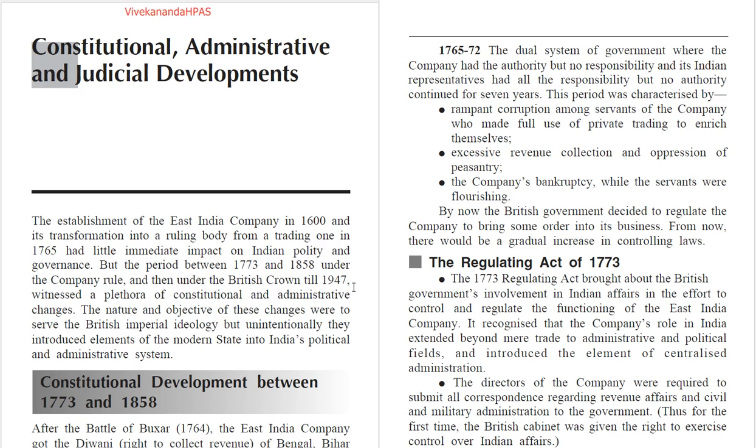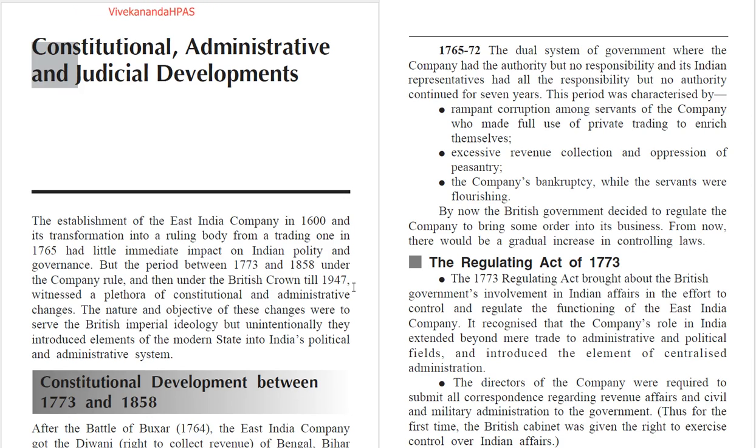See the situation. The company has filed for bankruptcy because the company is not making profits, but the servants were making huge profits. बोलने का मतलब क्या है कि ऊपर से जो पैसा था वो बहुत था, पर actually the government or the company was struggling. Okay? So this happened from 1765 to 1772, and in 1773 the British Parliament decided that now it is time for the regulation of the company's affairs.